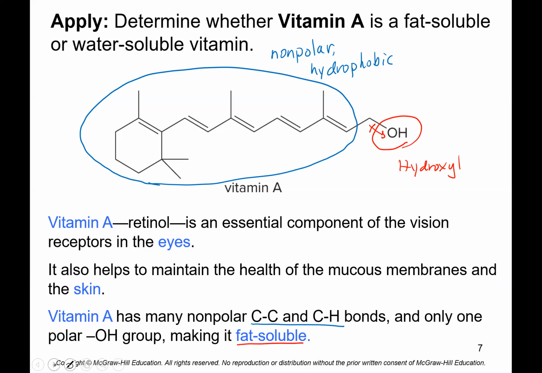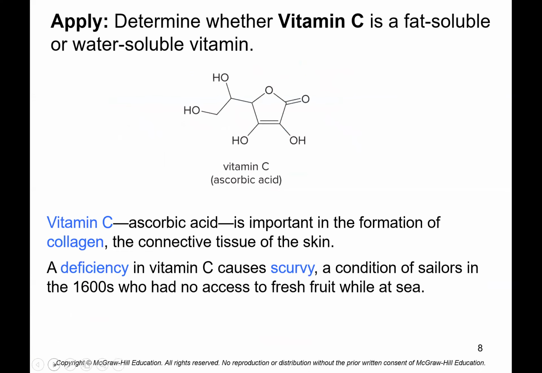Let's look at another example. Now we have vitamin C. First, locate all the functional groups. These functional groups are going to be polar because they contain heteroatoms. So I have 1, 2, 3, 4 hydroxyl groups. And then I see I have another functional group here.